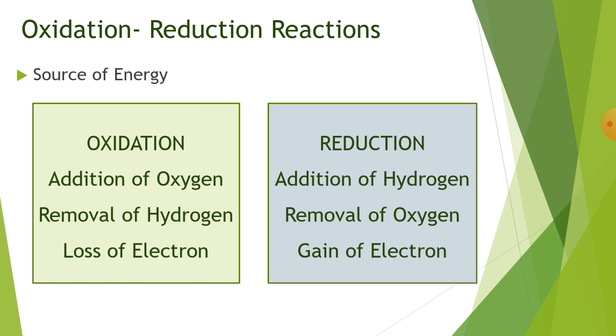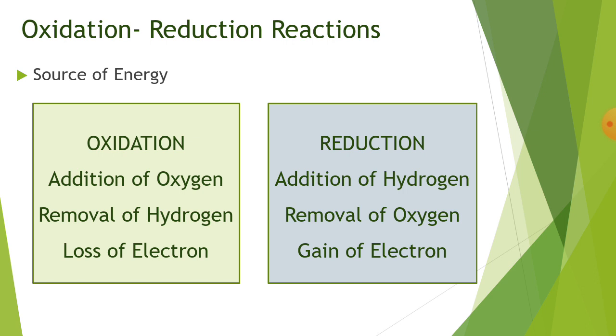Now, what is oxidation? Oxidation means addition of oxygen, removal of hydrogen. They are opposite to each other. And in oxidation, loss of electrons takes place. You must remember LEO, L-E-O: loss of electrons in oxidation.